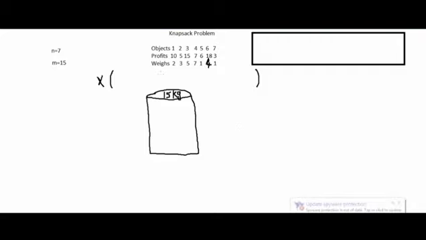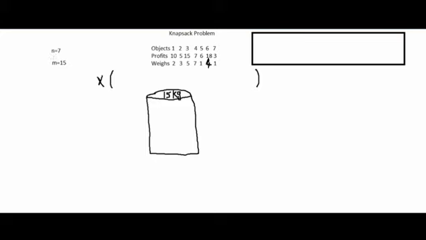Here, as you can see, in our knapsack problem we have three things: objects, profits and weights. We have some objects 1, 2, 3, 4, 5, 6, 7. Every object has some profit and every object has some weight. You can also see that n is equal to 7. What is n? n is the total number of objects, and we have 7 objects here, 1 to 7. We have also been given one more thing, that is m equal to 15.